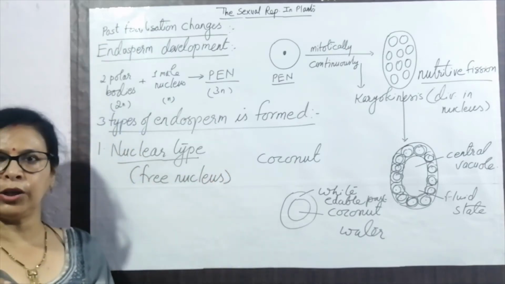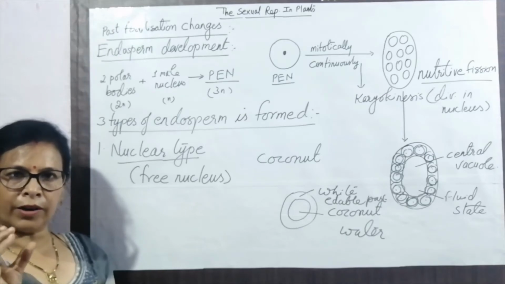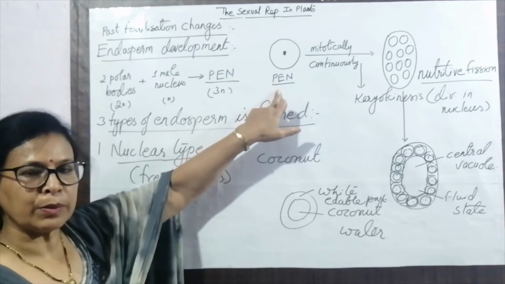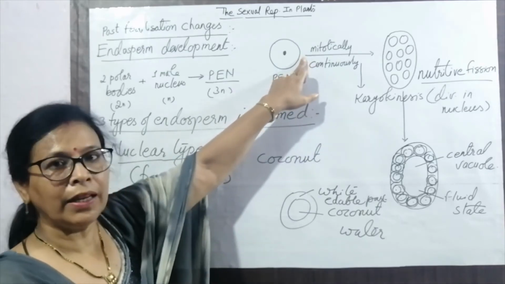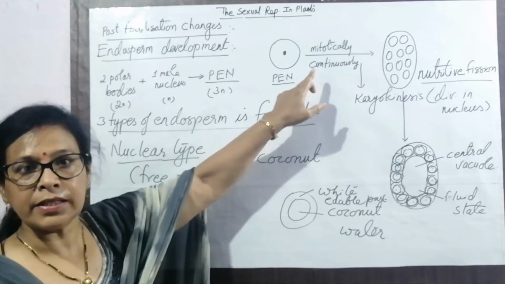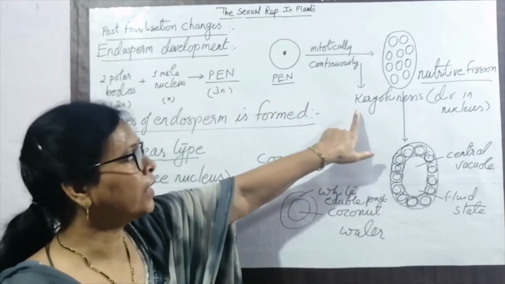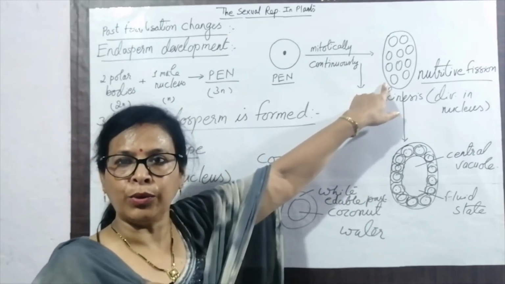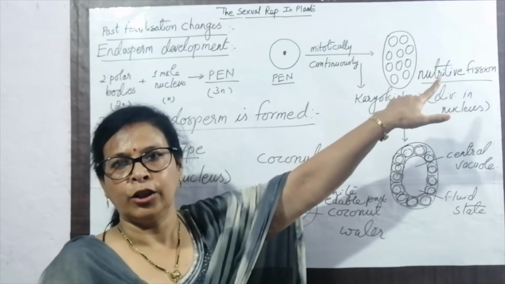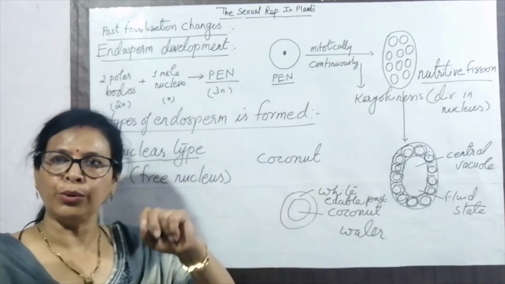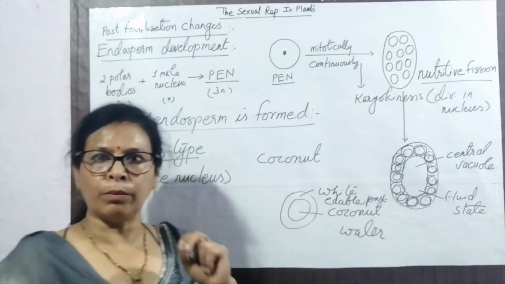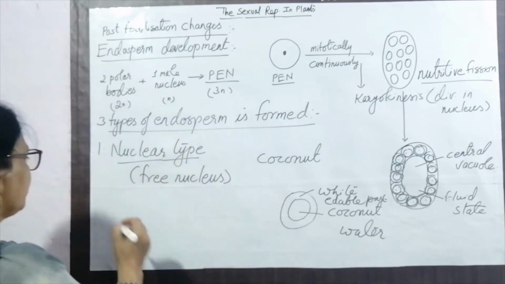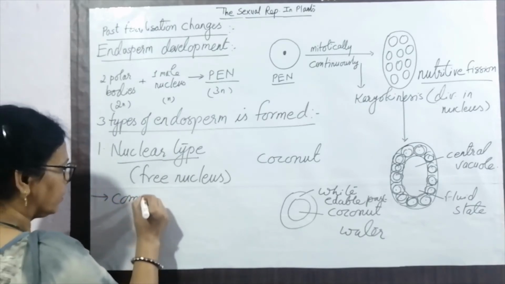What happens in the free nuclear type? The single cell having one 3N nucleus, the primary endosperm nucleus, divides mitotically, and it is a continuous division. This is division only in the nucleus, which we call karyokinesis. Due to that, a large number of nuclei are formed inside the cell. So this is the nuclear type or free nuclear division. It is very common, present in nearly 161 angiospermic families. Common method, common formation.